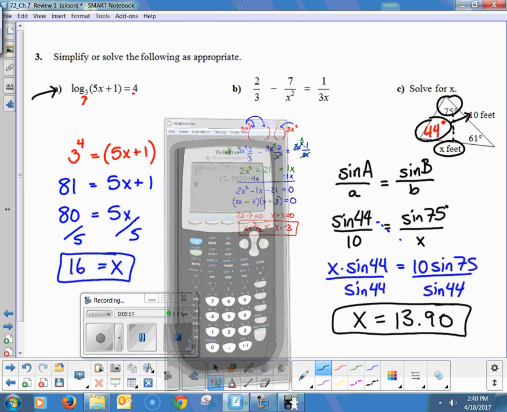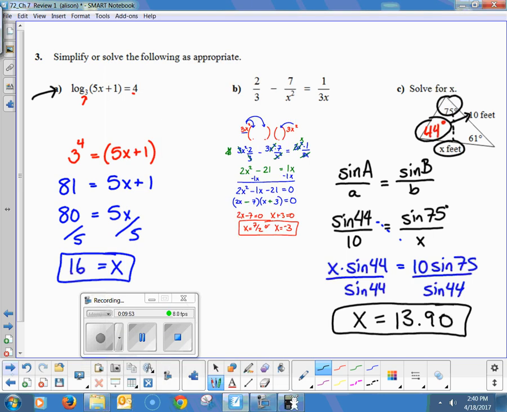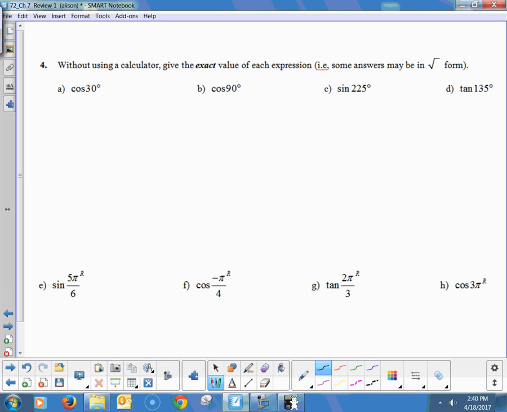Moving on to number 4. Without using a calculator. Give exact values. I tell you, people, the best way I think to do these things is to draw the angle. Draw the angle in a circle. So for each one of these, 30 degrees, well, 30 degrees is right there. So that's a 30-degree angle.